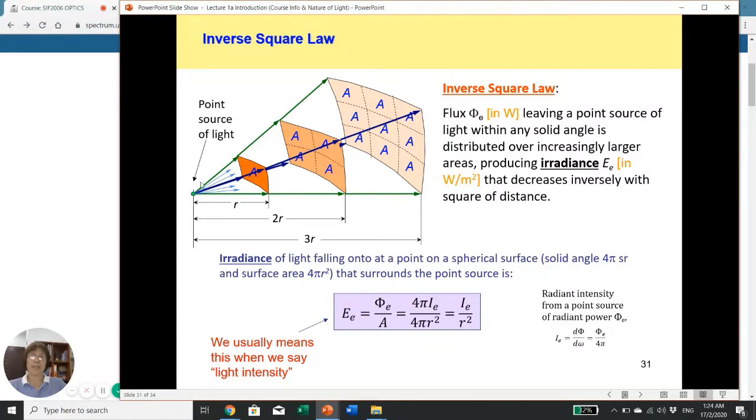If we define a particular solid angle of area A, as the distance increases, this area is going to grow larger because the cone subtends more, so the surface will be larger. If the distance is doubled, the area will be quadrupled. If the distance is tripled, the area would be 3 to the power of 2 times that of this area. So in other words, what we have here is the irradiance of the light falling on this surface.